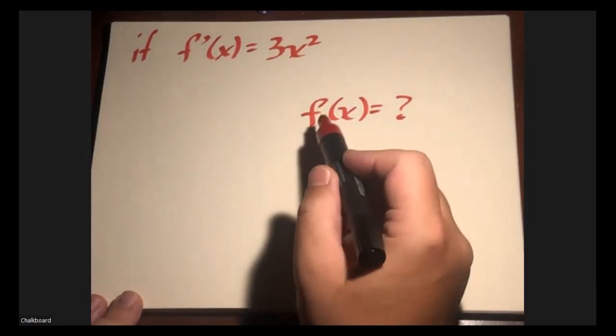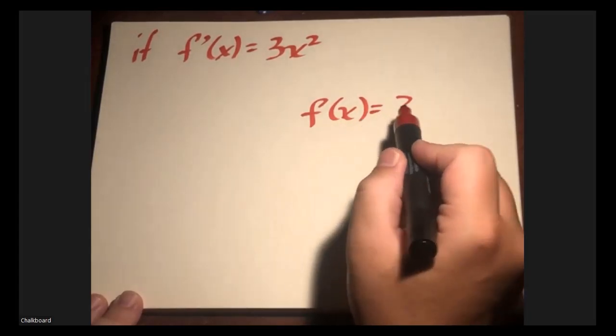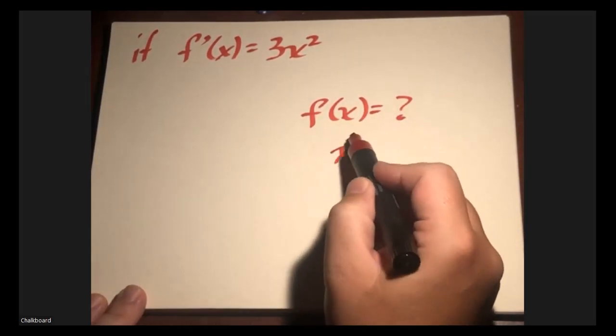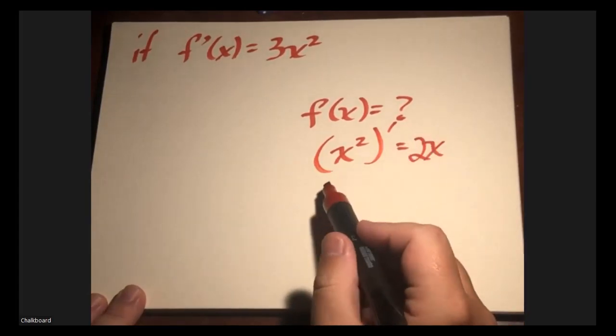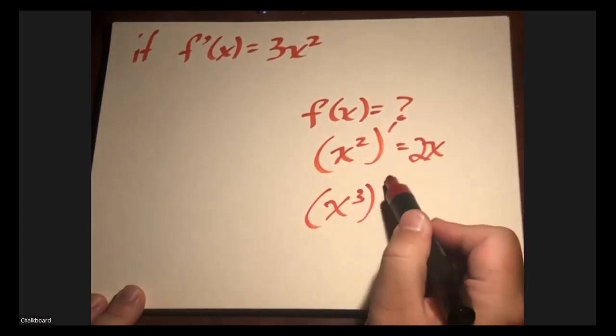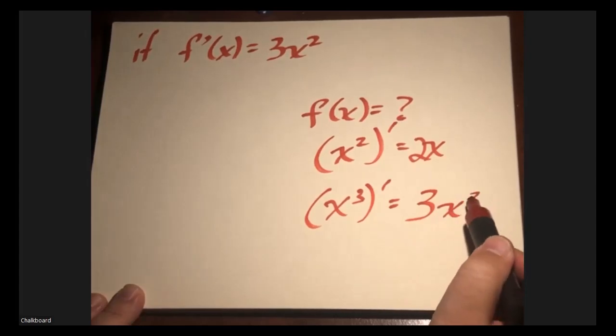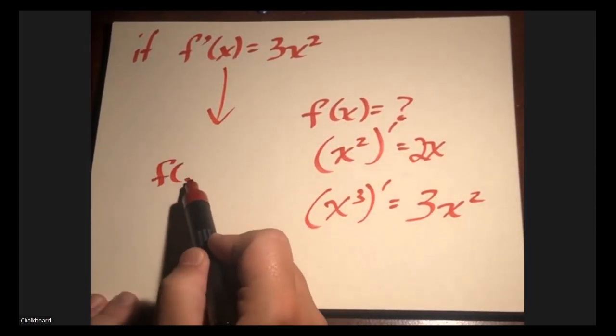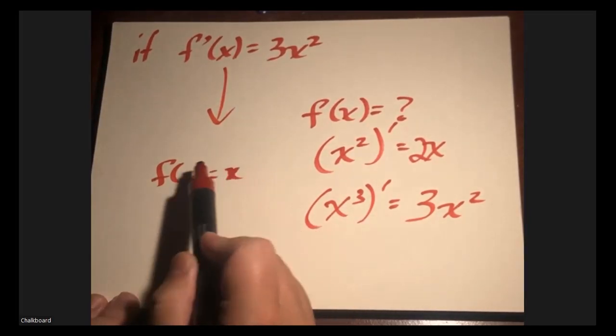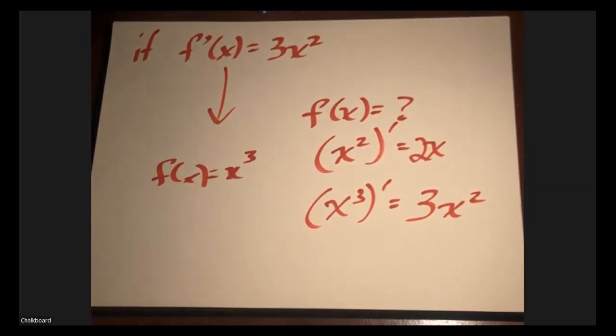And you might think, oh, well, let me just do some experiments. What about if it was x squared? Well, the derivative of x squared, I know that's 2x. How about the derivative of x cubed? And after you just experiment, oh yeah, that's it. I guess that implies that f of x must have been x cubed, right? So does it follow? Yes, but how did I get that?